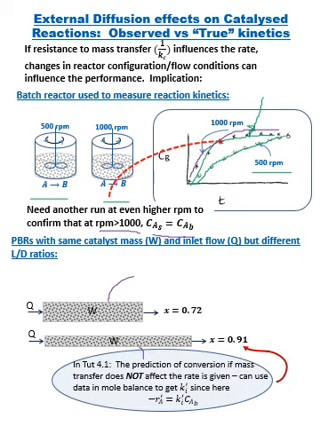So in TAT 4.1, you are given the prediction of conversion that you would get if your rate is free of any external mass transfer effect. So it's reaction rate controlled. Ca surface is equal to Ca bulk, and you can use that information to find your intrinsic rate constant.